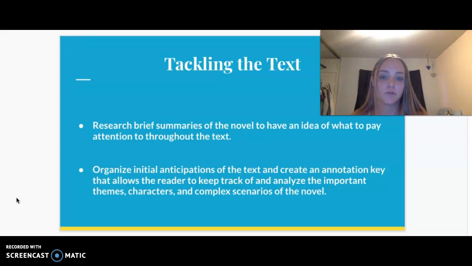Before reading No Country for Old Men, I felt as though it would be wise to research brief summaries of the novel to have an idea of what to pay attention to throughout the text. From there, I decided that it would also be beneficial to organize my initial anticipations of the text and create an annotation key that would ultimately allow me to keep track of and analyze the important themes, characters, and complex scenarios of the novel. By doing this, I am able to obtain a much better understanding of the novel itself while also making my research process significantly easier, as I am actively seeking important elements of the novel that will help me in my own writing process.